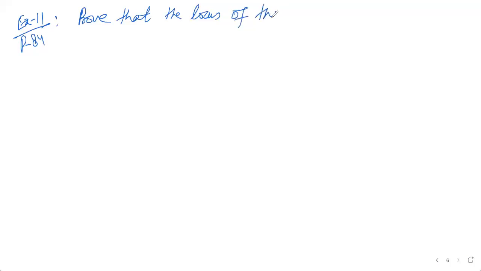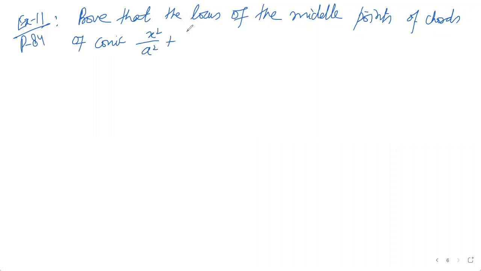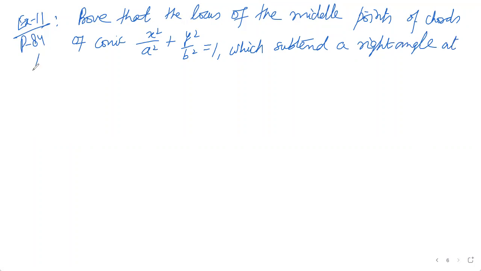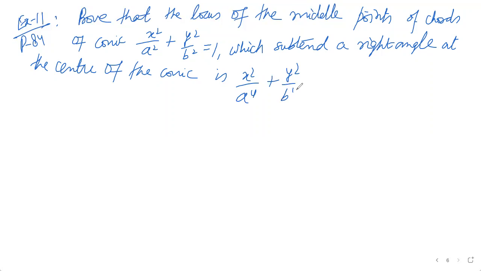Prove that the locus of the middle points of chords of the conic x square upon a square plus y square upon b square is equal to 1, which subtend a right angle at the center of the conic is x square over a⁴ plus y square over b⁴ is equal to 1 upon a square plus 1 upon b square. ठीक। Prove that the locus of the middle points of chords of a conic.